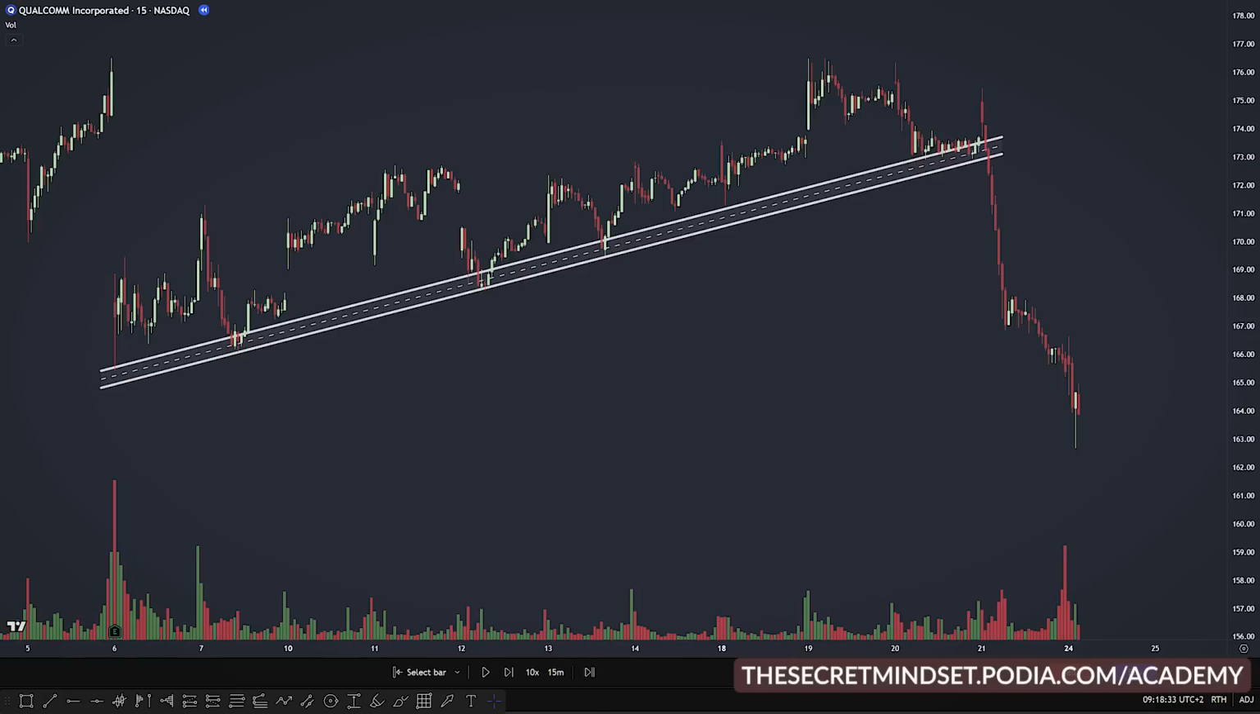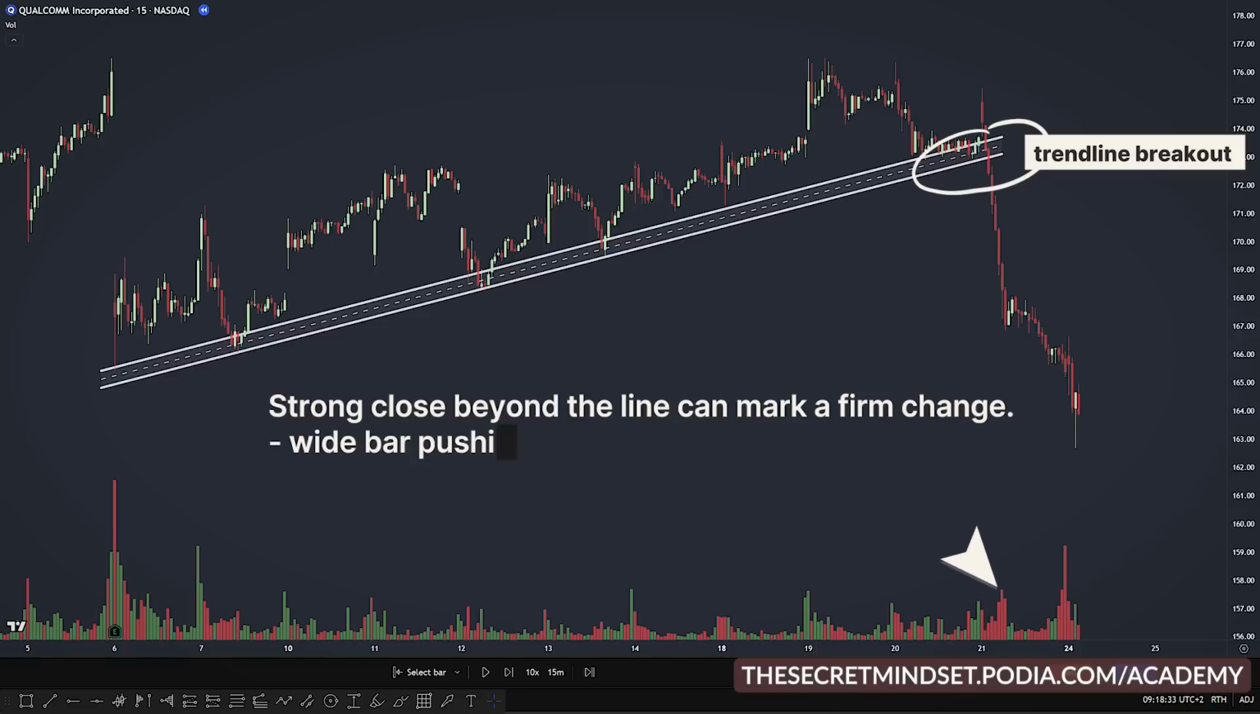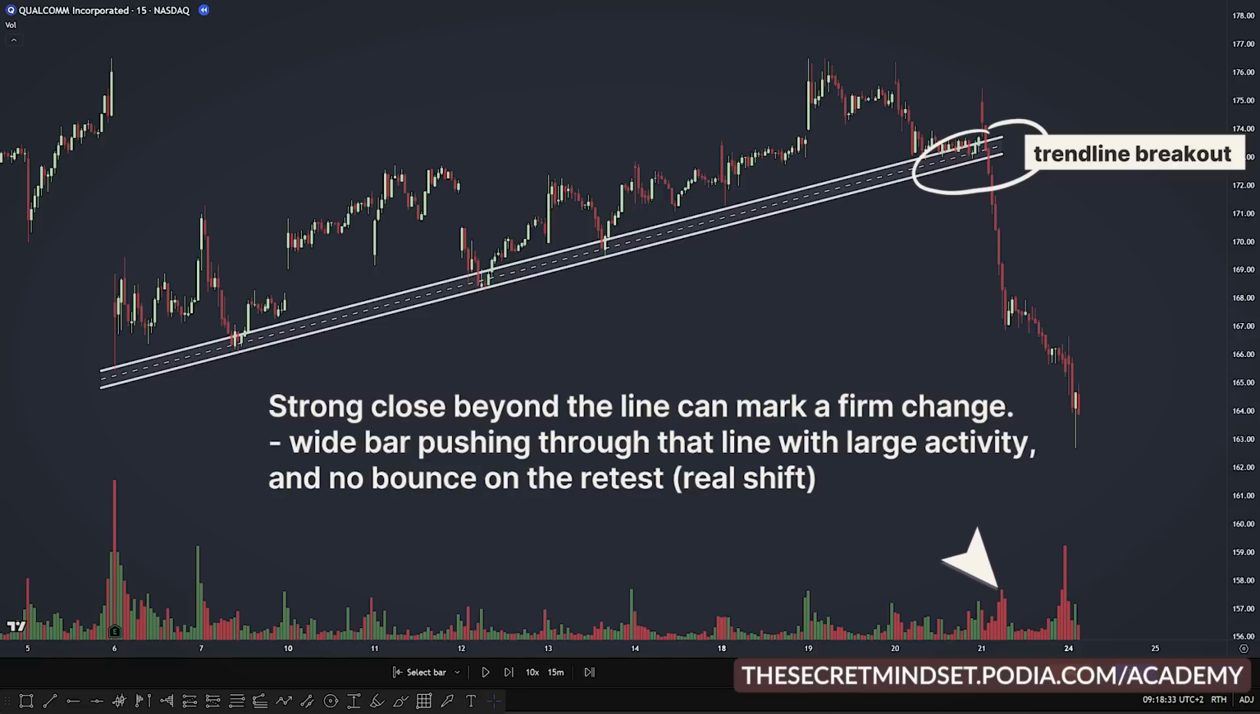On the other hand, imagine volume spikes at the trend line as the price breaks. The line can become a weaker barrier. A strong close beyond it can mark a firm change. Sometimes you see a wide bar pushing through that line with large activity and no bounce on the retest. That scenario often signals a real shift.